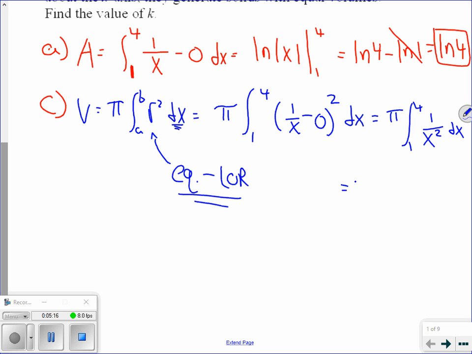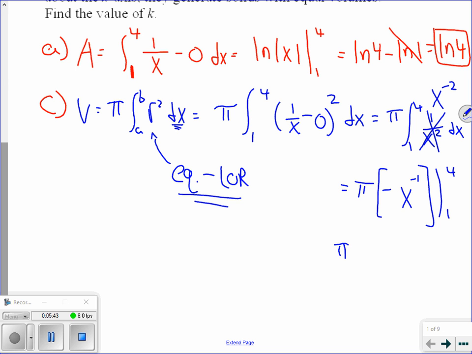All right, and we can integrate 1 over x squared all day. If it helps, you can rewrite this as x to the negative second and do the power rule. Add 1 to negative 2 and divide to get negative x to the negative first power, or just simply 1 over x if you want to write it that way. But we're evaluating from 1 to 4.